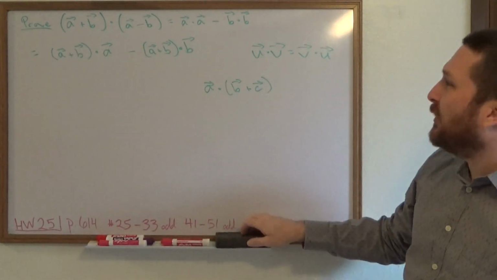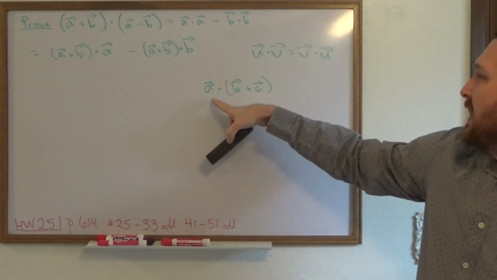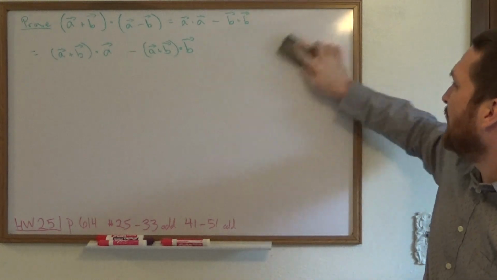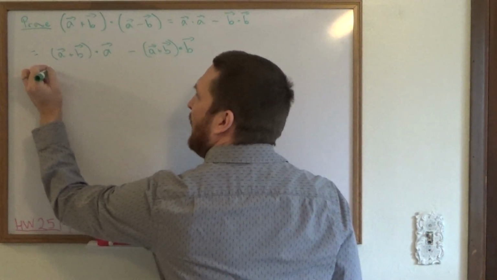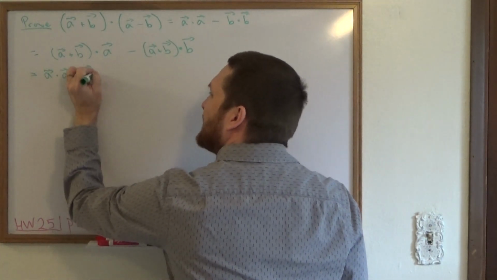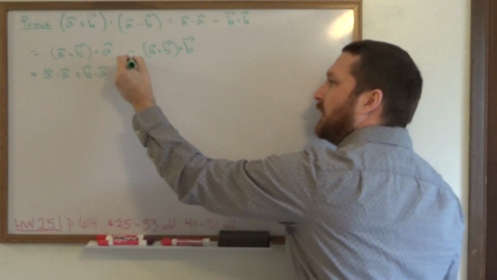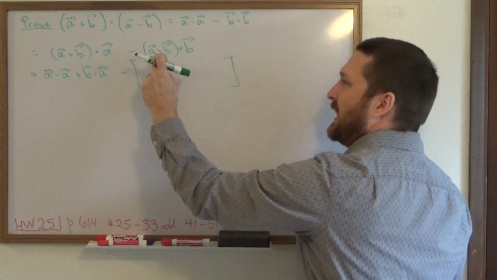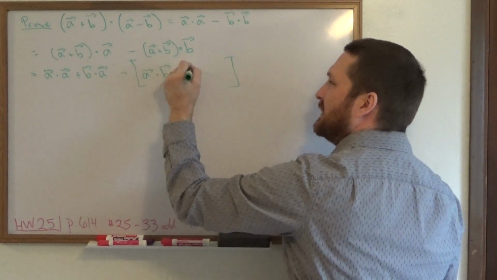I'm not going to go through it, but this is the same thing as that, and you could see that it would be the same. But yes, it does distribute back in this way, and so we get A dot A plus B dot A minus, now I'm subtracting something, so I'm going to put brackets around everything I do here: A dot B plus B dot B.